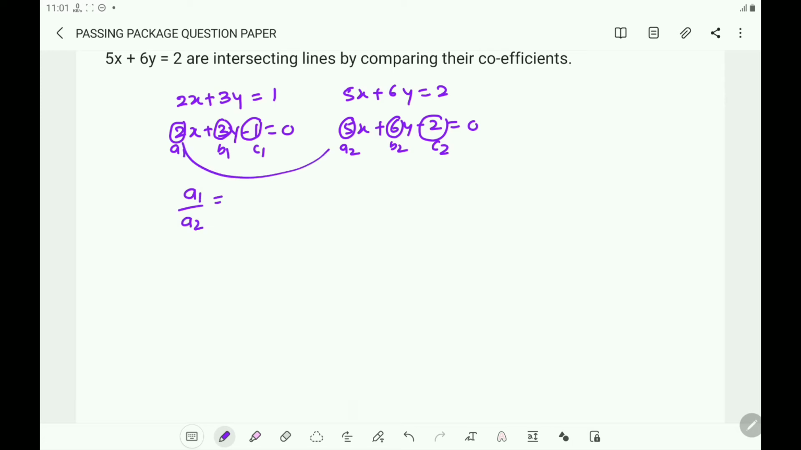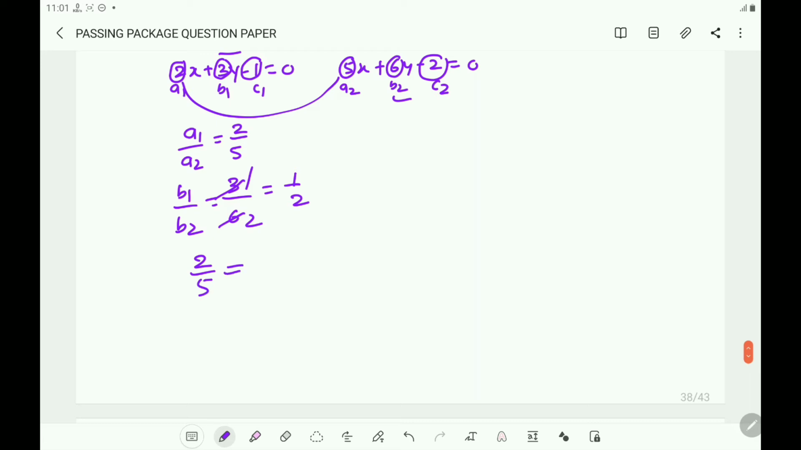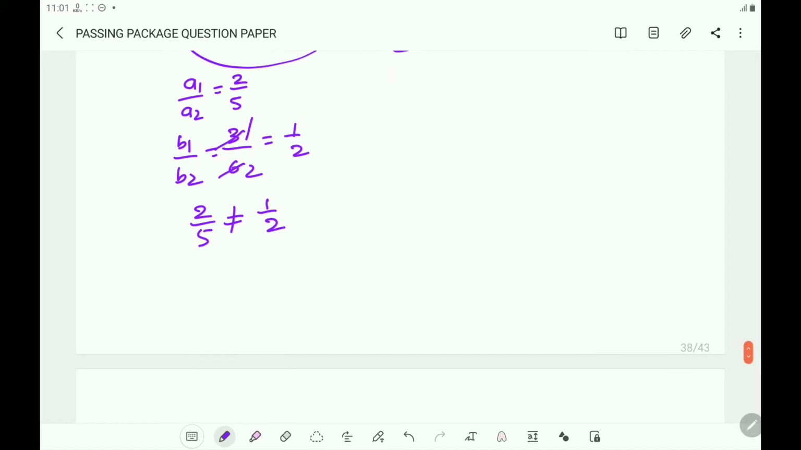a1 by a2 is 2 by 5. And also find b1 by b2. b1 is 3, b2 is 6. You got 3 ones are 3, 3 twos are 6, so you write 1 by 2. You know that this 2 by 5 is not equal to 1 by 2. 2 by 5 and 1 by 2 are not equal. It means a1 by a2 is not equal to b1 by b2.